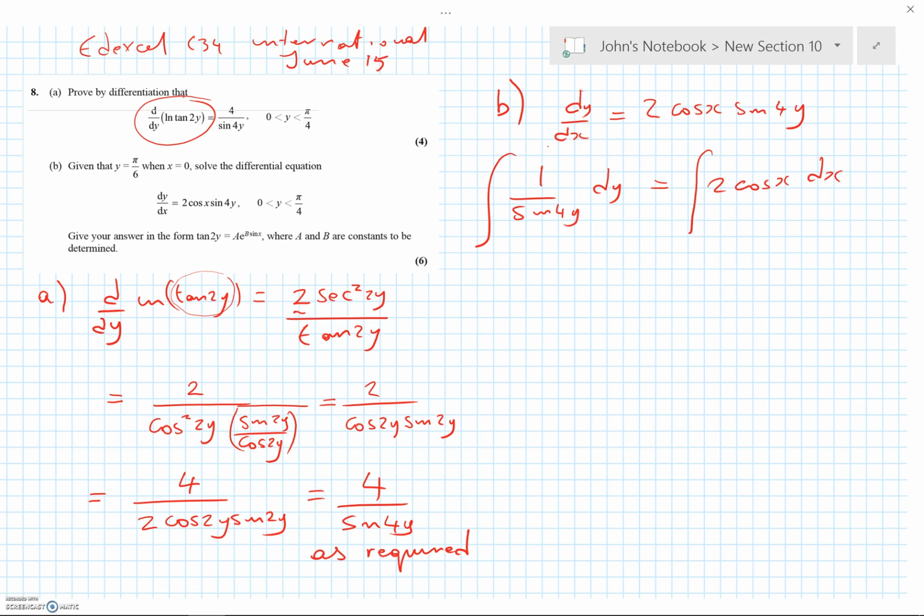Now, so that it would be a quarter of that at this stage, wouldn't it? Because we had a 4 on the top of this, that would be a quarter of ln tangent 2y. Don't need a modulus here, by the way, because of the range of y that's given. So the modulus sign is totally redundant here, for those of you who were tempted to put it. And that's 2 sine x plus c.